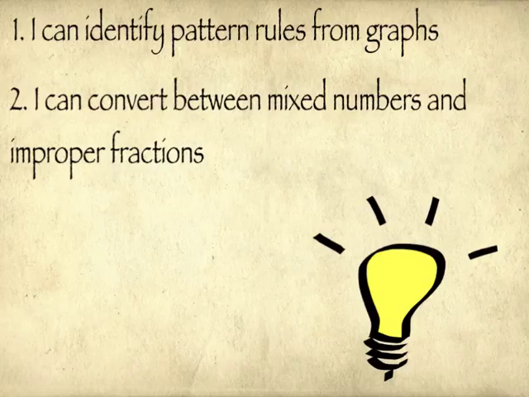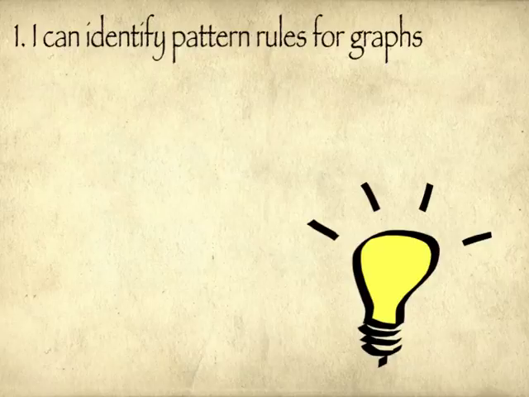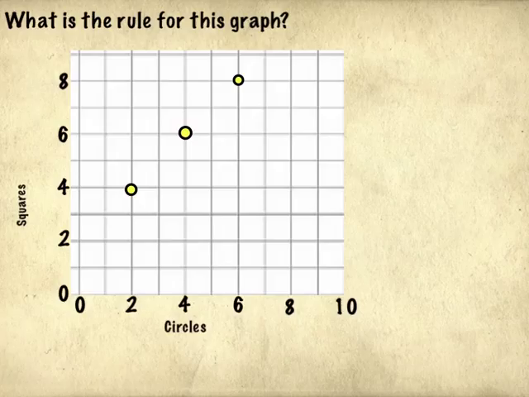Today we're going to talk about identifying pattern rules from graphs and converting between mixed numbers and improper fractions. So we'll start with identifying pattern rules for graphs. So here's a graph, and the question is asking me what is the rule for this graph. So the graph is graphing circles on the x-axis and squares on the y-axis.